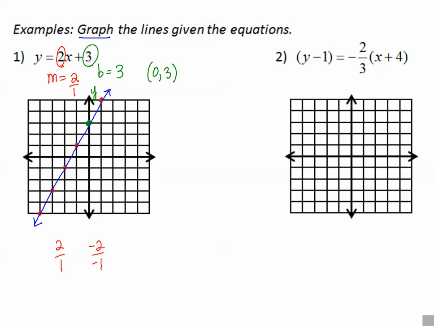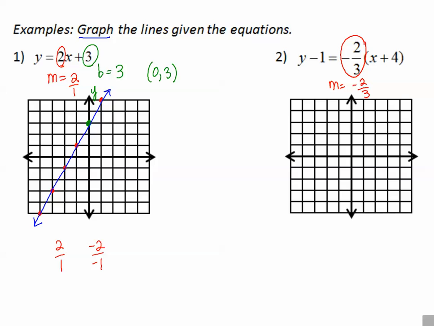Notice this one is not slope-intercept form. This one is point-slope form. How do I know? Something is subtracted from the y and something is added or subtracted from the x. So we can identify the slope. What's multiplied in front of the x? That's our slope, negative 2 over 3.